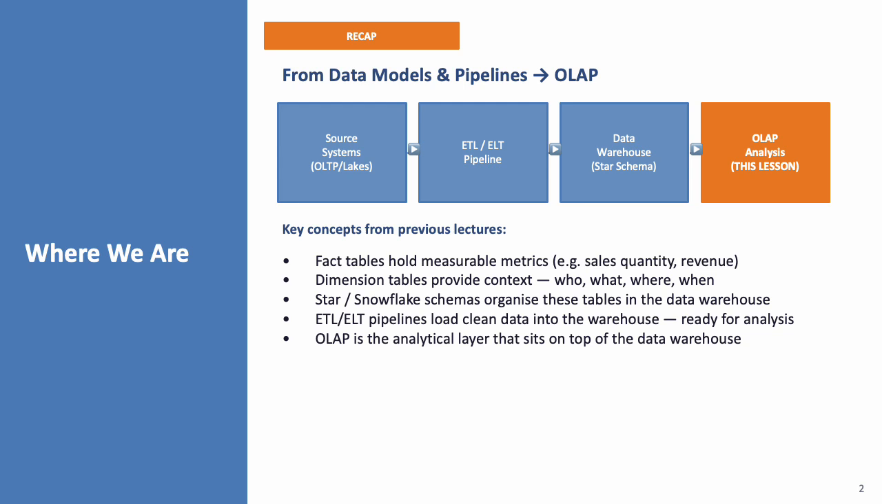So remember, fact tables store our measurable events like sales quantities and revenue figures. Dimension tables give context to those facts by telling us who bought something, where the sale happened, and when. The star and snowflake schemas organize these tables into a structure optimized for query. The ETL and ELT pipeline is what moved all that data into the warehouse. Then OLAP sits at the top of this entire chain, providing the interactive analytical capability.